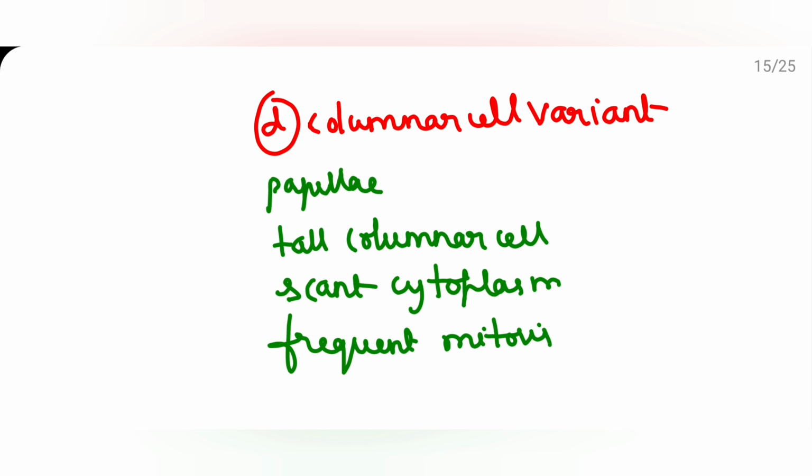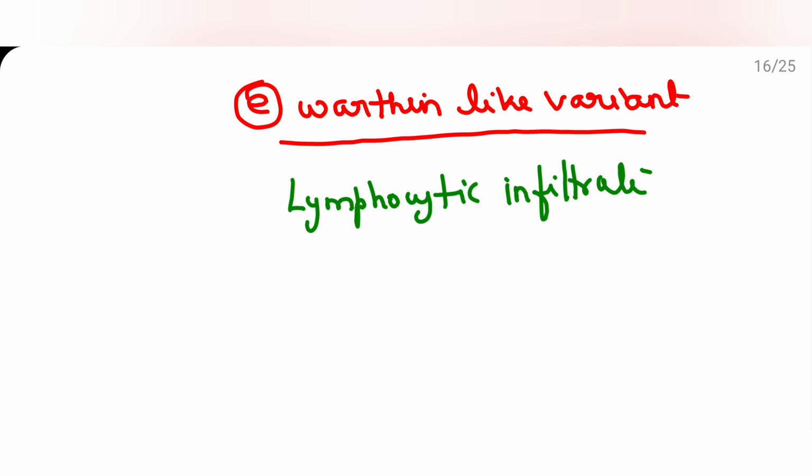Coming to columnar cell variant, here you can see papillae which are lined by tall columnar cells with scant cytoplasm, and also you can see frequent mitosis here. Coming to Warthin-like variant, this tumor usually arises in background of chronic lymphocytic thyroiditis. So you see papillae, tumor cells with abundant eosinophilic cytoplasm, and the papillary core contains lymphoplasmacytic infiltrate.